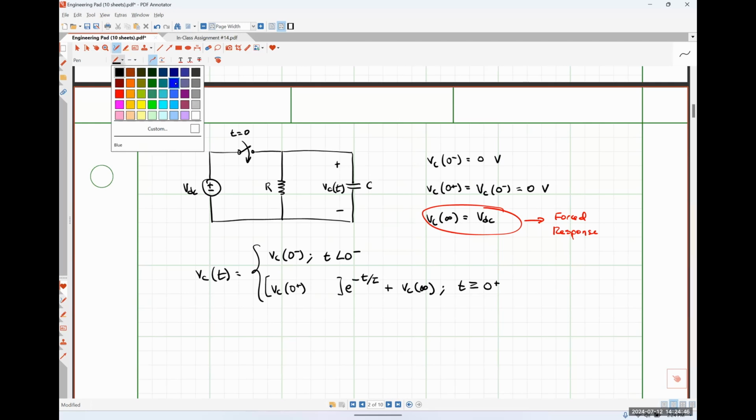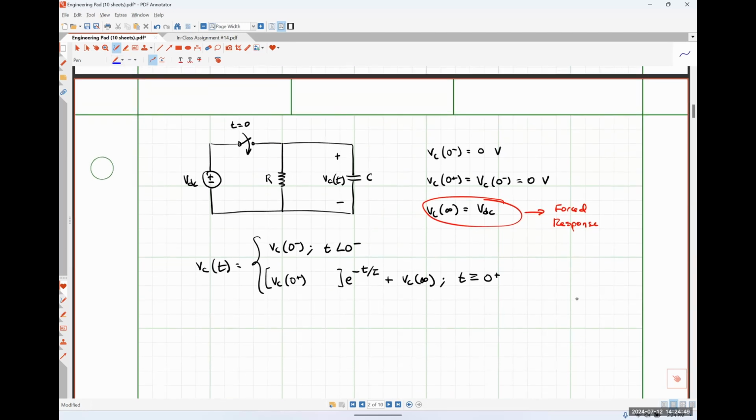So let's look at something really quickly here. VC is 0 in that instance. Thank you, Leah. That's exactly what the problem is. So what is VC at 0 minus? 0. 0, okay?